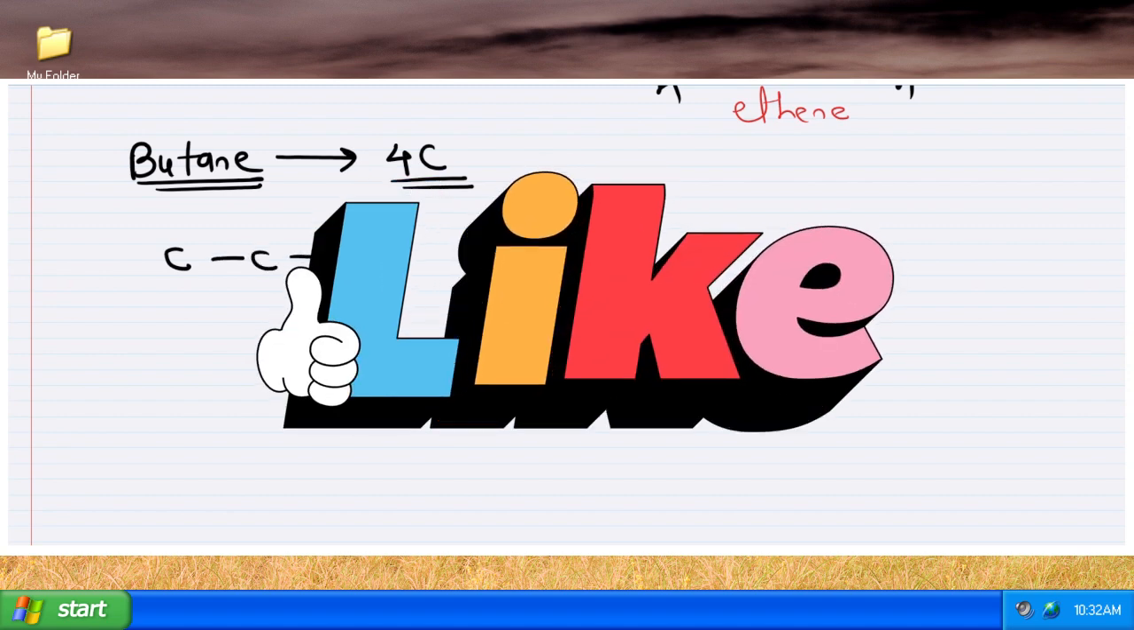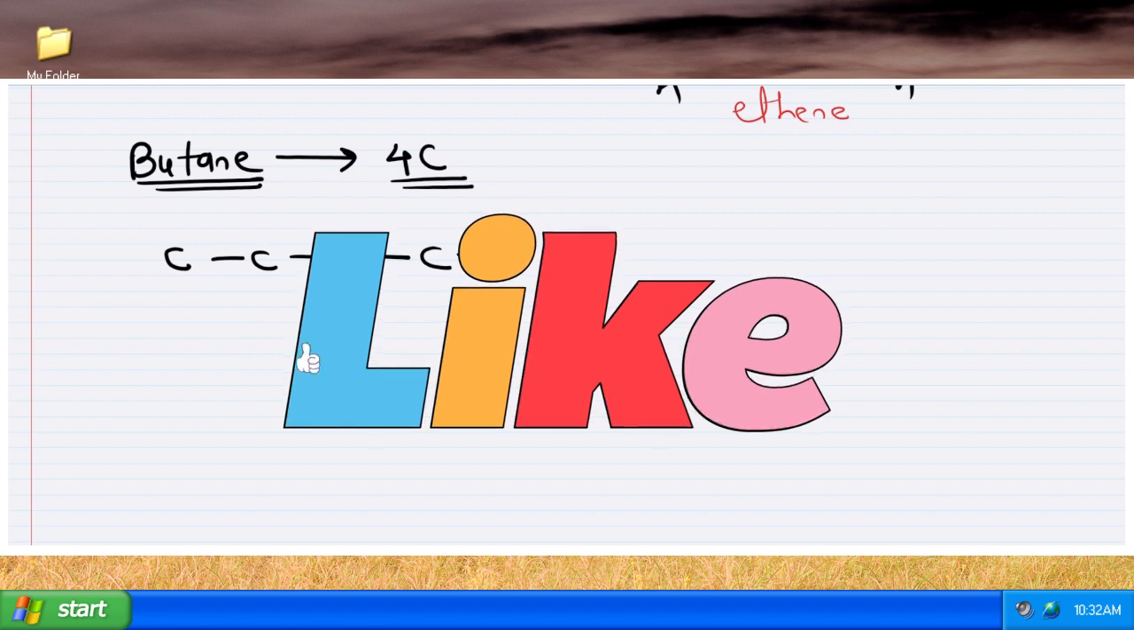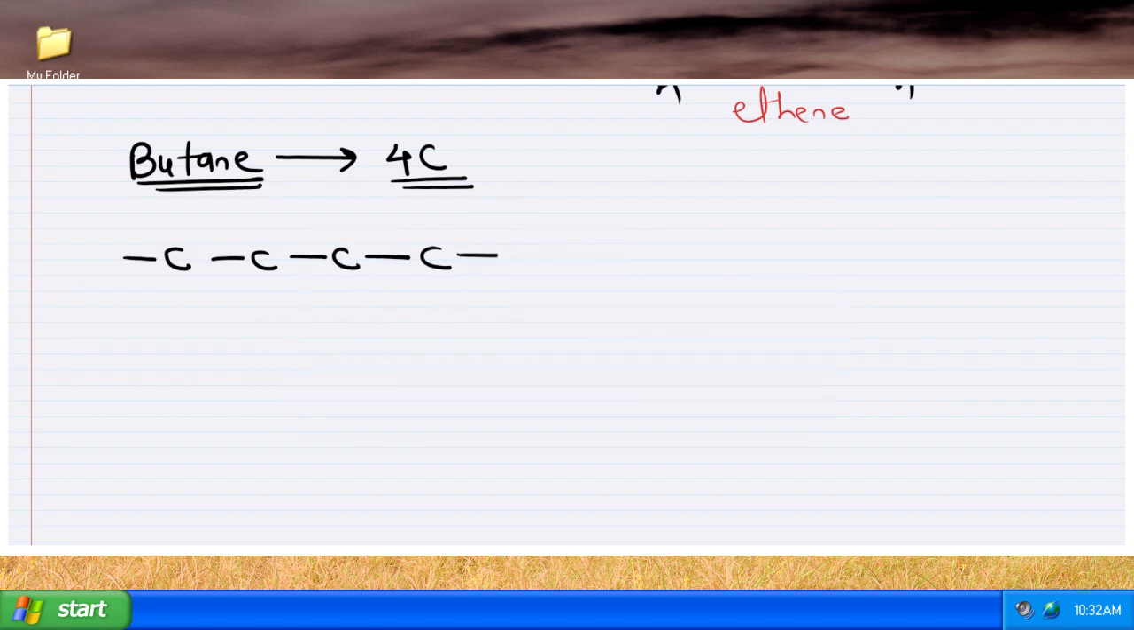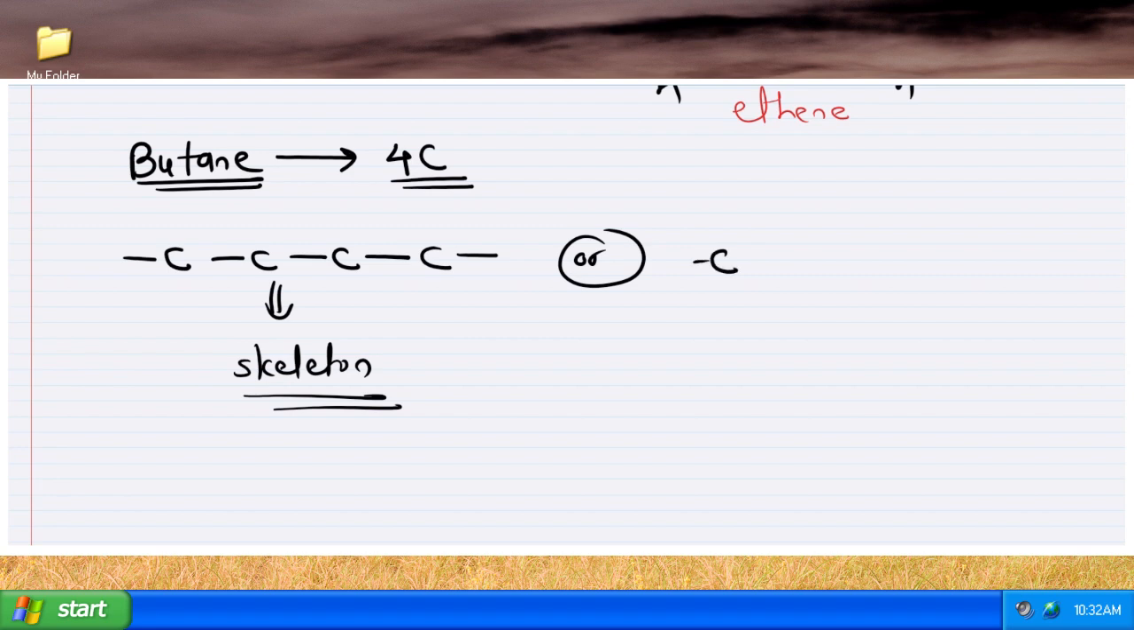So after that, let's think about the new compound, that is butane. Okay, new compound, that is butane, and how many carbons does it have? 4 carbons are there. So simply, as we know, we can draw like this. How many carbons are there? 4 carbons which are connected, and we can draw this type of skeleton. But there is one more possibility. We can draw like this also.